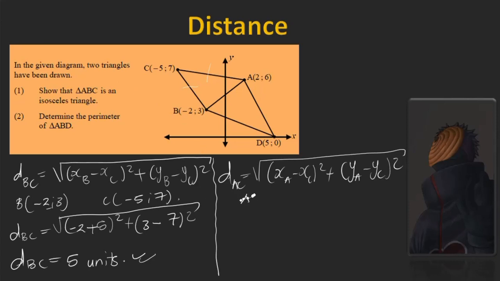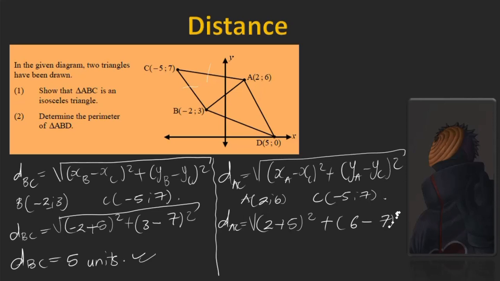So coordinates of A, I have 2 and 6. Coordinates of C, I have -5 and 7. Now I can do my substitution. My x at A is 2 minus my x here, which makes this a positive. Do we see that? And then I have my y at A, which is 6, minus my y here, which is 7. We square that. And this is equal to my distance of AC, 5√2.